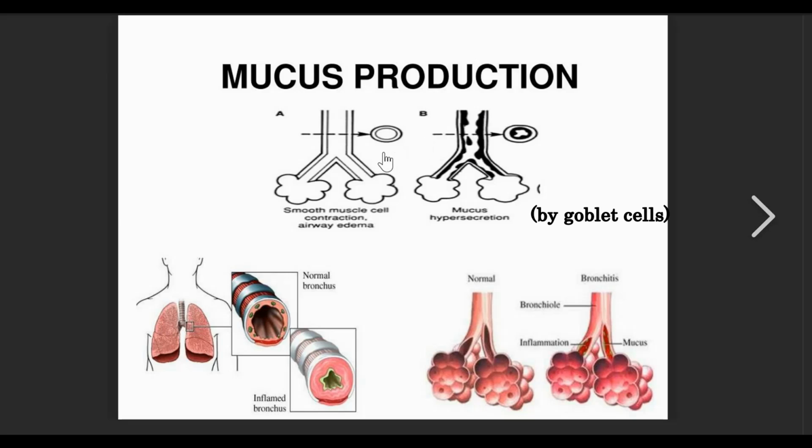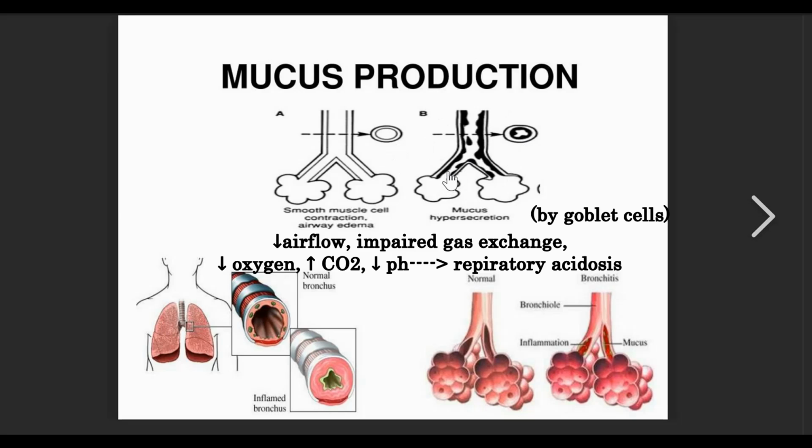So the narrowed airway and excess mucus in asthma lead to decreased airflow through the airway. As a result, air gets trapped and there is impaired gas exchange. Proper gas exchange won't take place. As a result, oxygen in the blood decreases, called hypoxemia. Carbon dioxide in the blood increases, called hypercapnia. And when carbon dioxide in the arterial blood increases, pH drops, leading to respiratory acidosis.